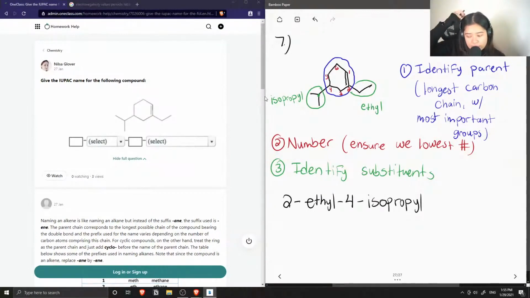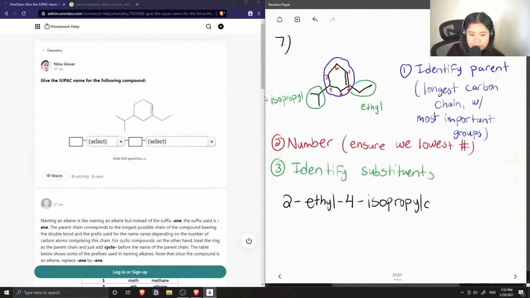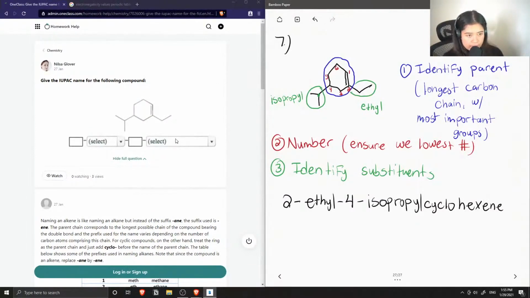And then the name of our parent, it's a cyclic structure. So we write cyclo. And the number of carbons in the cycle is 6. So we use the prefix hex. And there's a double bond as well. So it's just going to be cyclohexene. Okay, so that's our final name.